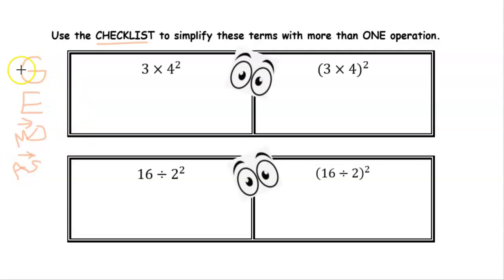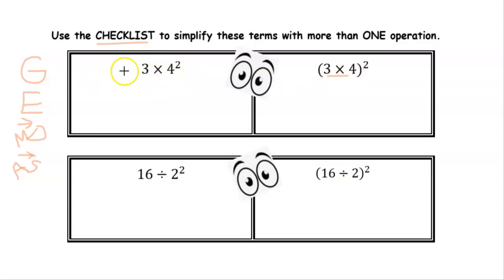So I'm putting the checklist over here. It was that colorful gem: grouping, exponents, multiply, divide, add, subtract, left to right, left to right. Looking at this expression, it reads 3 times 4 squared. We're tripling 4 squared. This one reads 3 times 4, so we're multiplying 3 times 4, and then we're squaring that result. So let's do the math and see what happens. Will we get the same answer if we do this in a different order?